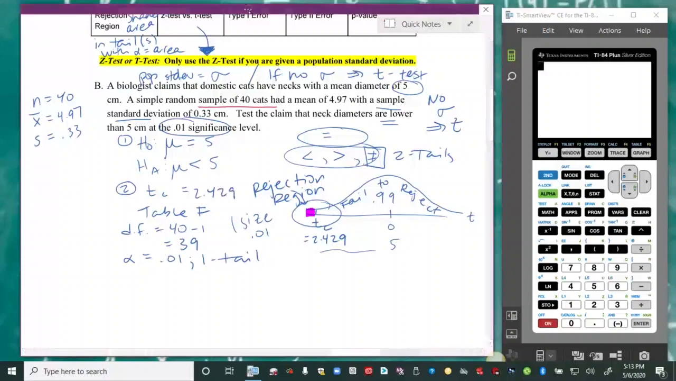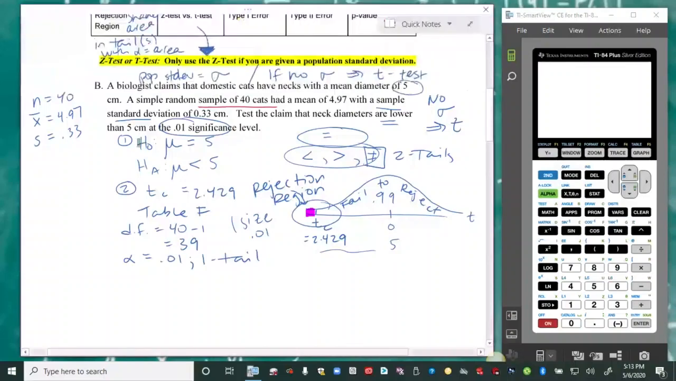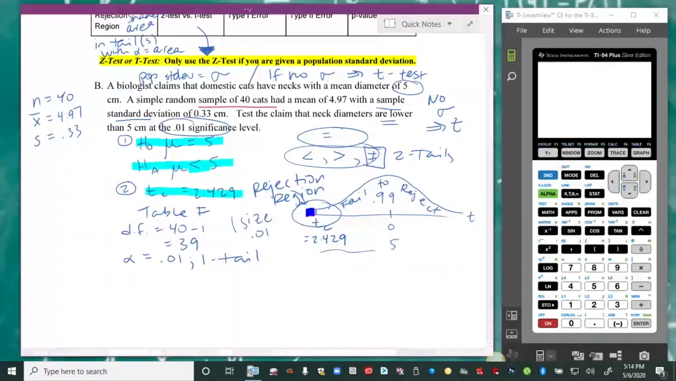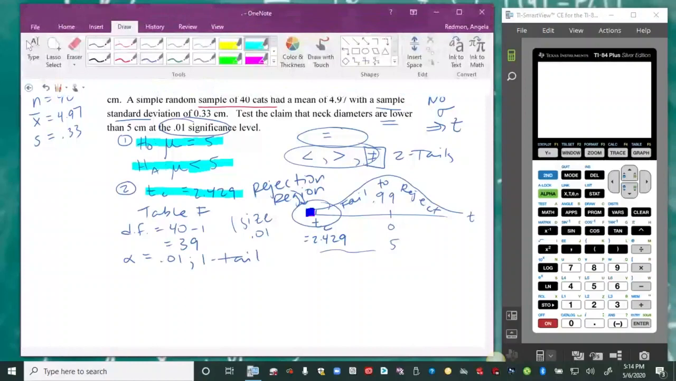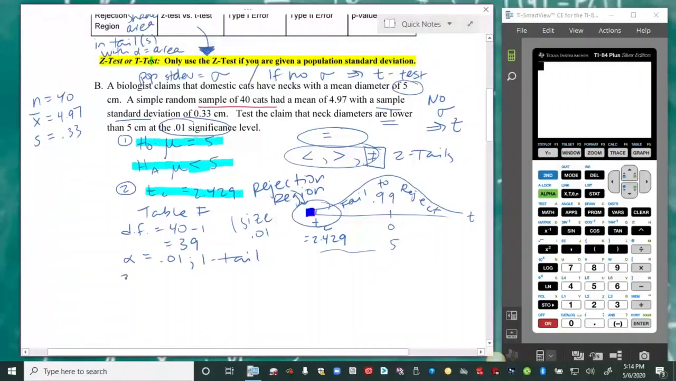Let me highlight what we've got here that's important. We have our null hypothesis, our alternative hypothesis. This one's the most important because it tells me that I have a tail on the left. I'm less than, which gives me this tail here on the left. And now I've got my critical value. Okay, I'm ready for the next piece. The next piece is to find my test value, step number 3.